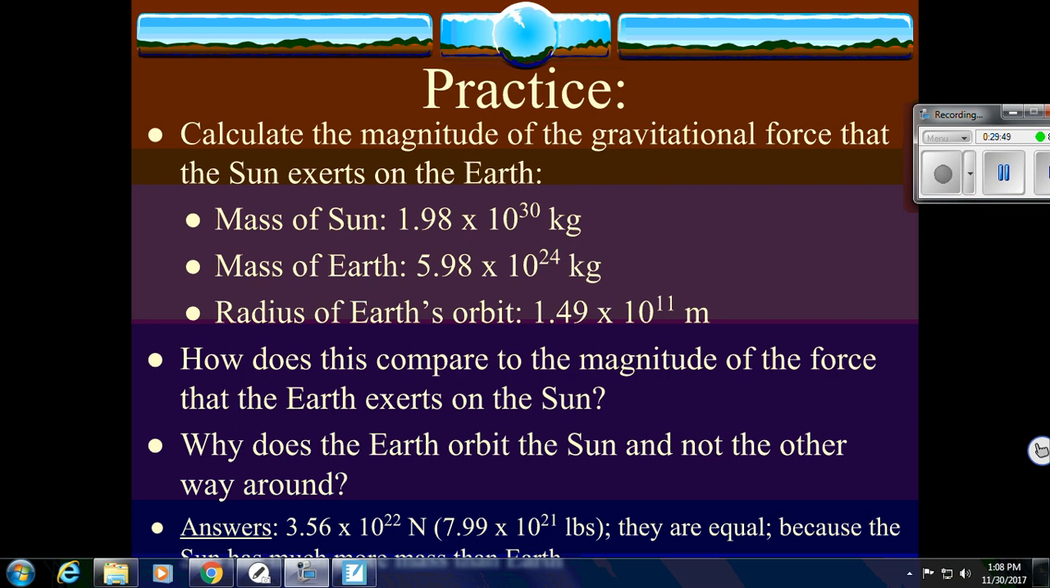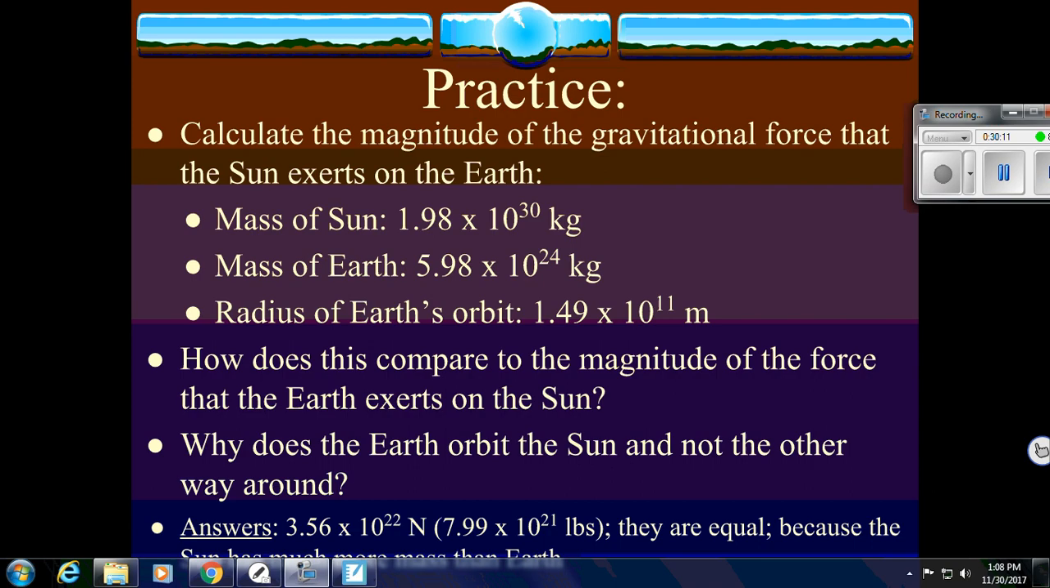Does everybody understand that the Earth pulls on the sun equally to the sun pulling on the Earth, and what's your explanation for that? Why is that? Equal and opposite, so Newton's third law, that's one reason. And you've also got the equation, G M M over R squared. It's either mass of the sun times mass of the Earth, or mass of the Earth times mass of the sun. Either way, you get the same answer, right?